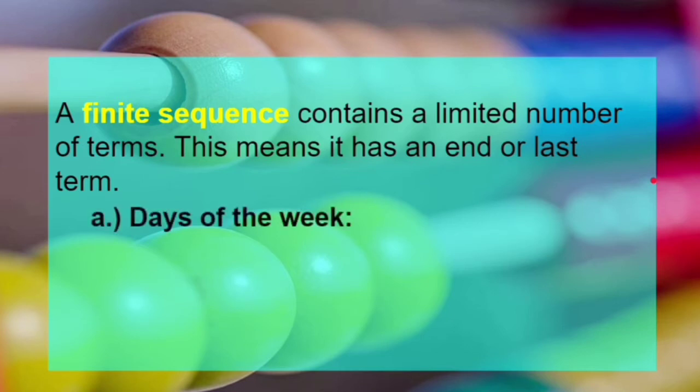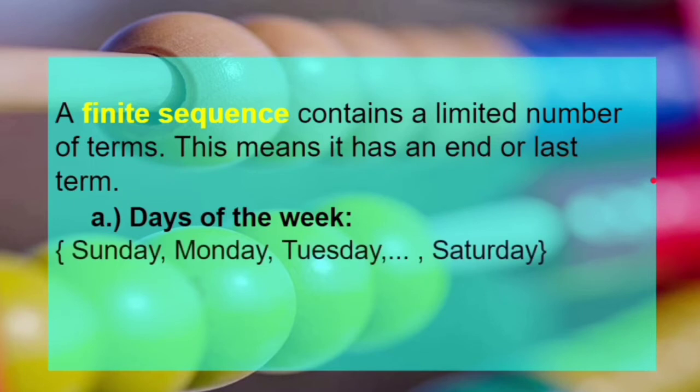For example, days of the week. We have Sunday, Monday, Tuesday up to Saturday. So there are only 7 days in a week. So if we start here in Sunday, it ends in Saturday. So Saturday is the last term of the sequence.